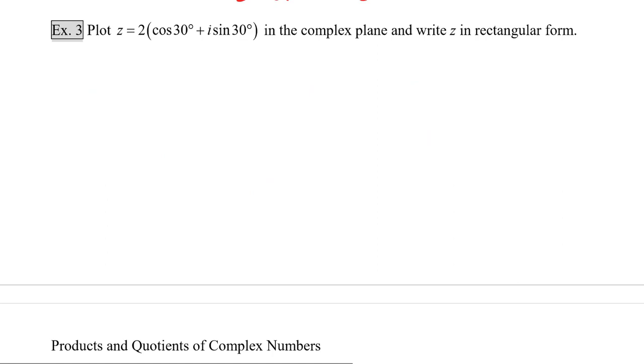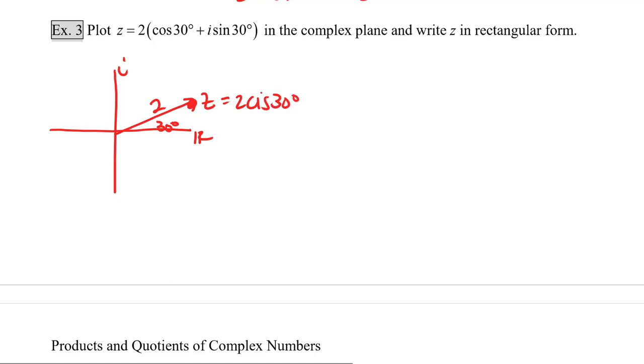Example 3, plot z equals 2 cosine 30 plus i sine 30 in the complex plane and write z in rectangular form. All right, so here's my real axis, here's my imaginary axis. I'm going to draw the terminal side of 30 degrees, which is about here. And then I'm going to mark my radius as equal to 2. And so this is z equals 2 cis 30 degrees.